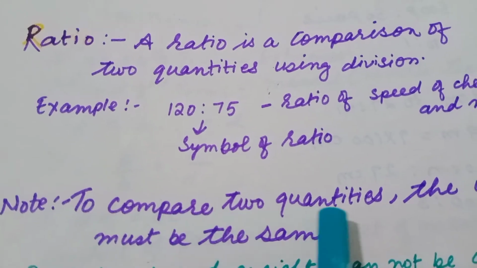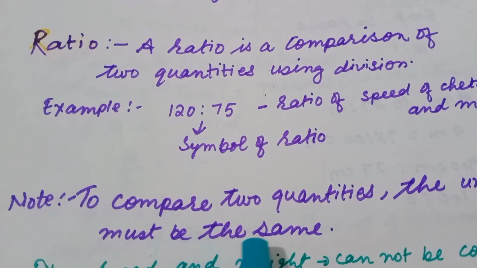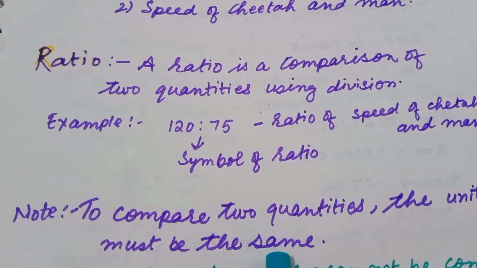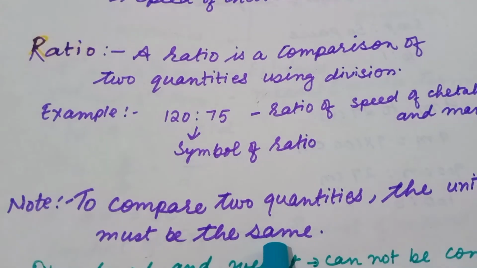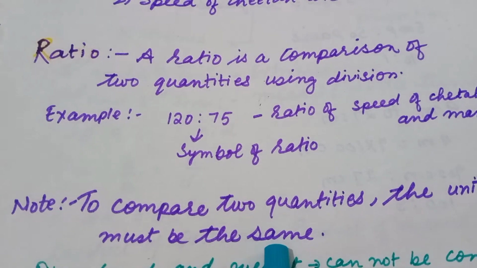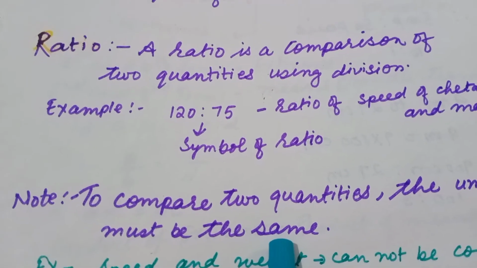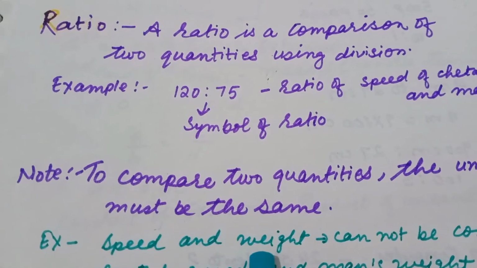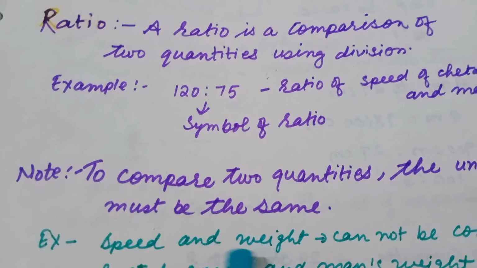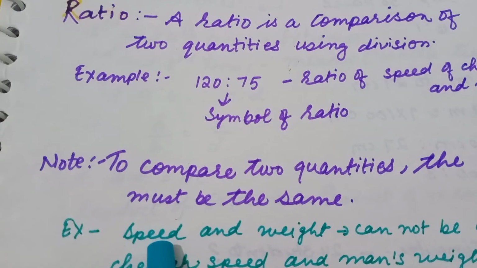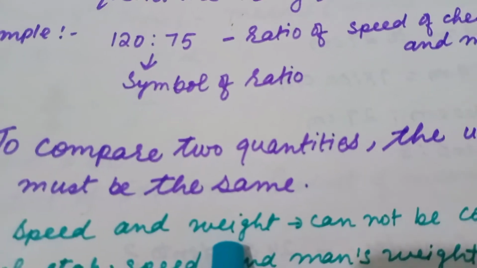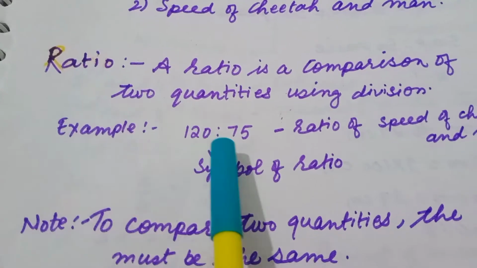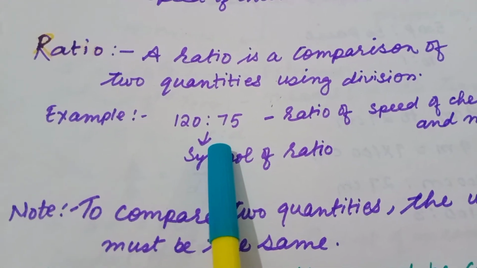Note, to compare two quantities, the units must be the same. Unit must be same means if we are comparing the speeds, the speed will be there. If we are comparing the height, the heights will be there. So we cannot compare speed of a cheetah and weight of a man. If we are comparing speed, we need the speed of both. If we are comparing the weight, we need the weight of both objects. So I hope it is clear to you what is ratio and how to compare two quantities with the help of this.